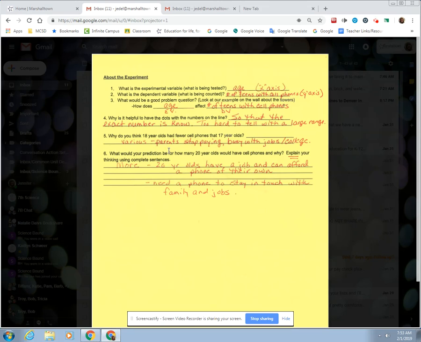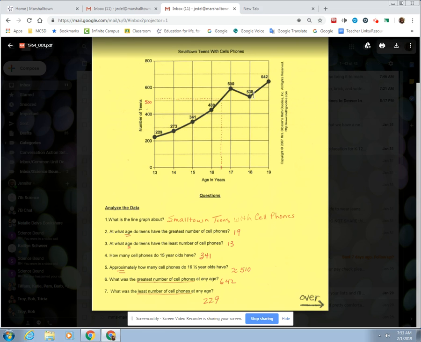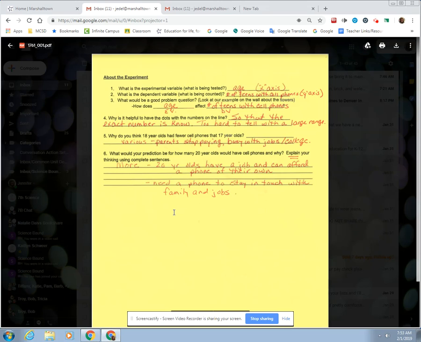Number 6, what would your prediction be for how many cell phones? Let me read that. What would your prediction be for how many 20-year-olds would have cell phones and why? Explain your thinking using complete sentences. Most people predicted that 20-year-olds were going to have more cell phones than 19-year-olds, and that this number would continue to climb. Some of the reasons given were that maybe 20-year-olds are going to have a decent job and can afford a phone on their own. Maybe their family's going to pay for them to have a phone because they might be in college and they need to stay in touch. So anyway, those are some of the answers that I got.